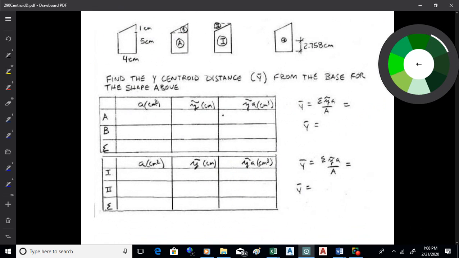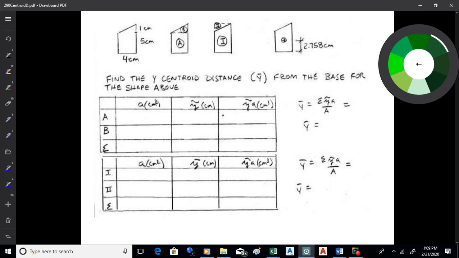So let's look at one of these. I always like to get my information as organized as I can, so I just make a table for doing these. I make a column for the area, a column for the either x bar or y bar distance, and then a column for y bar A or x bar A. Then I just have rows for the different parts, and then a row to sum everything up.